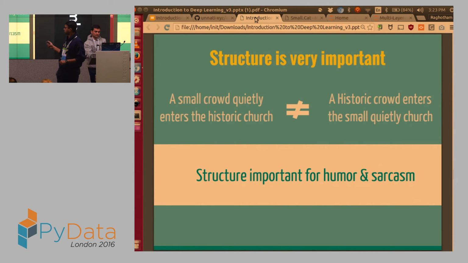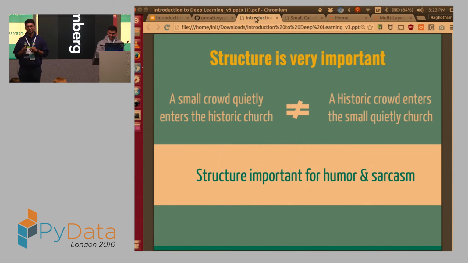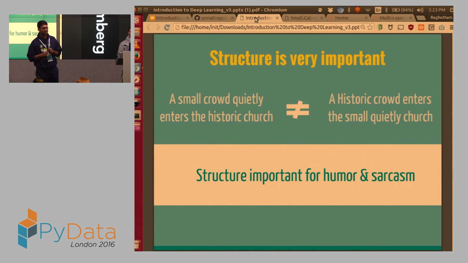So structure is very important, but it's very hard to know that the structure is right. For example, a small crowd quietly enters the historic church is not the same as a historic crowd enters a small church. It's just the movement of two words, and the whole context changes. How many of you know what sarcasm is? If you're solving anything related to sarcasm, it's very hard to capture, even for humans. There are lots of people who can't capture it. Sometimes I can't either.